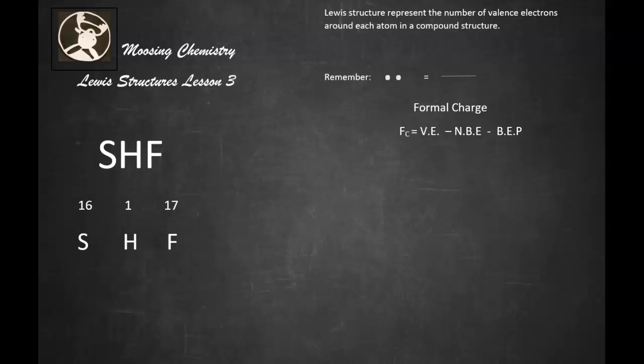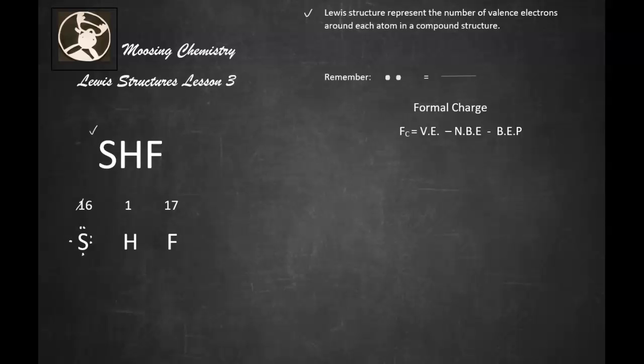Okay, remember that Lewis structures represent the number of valence electrons around each atom in a compound structure, and they try to show how these structures share these valence electrons. Okay, let's look at the compound SHF. The first element is sulfur. It's in group 16, so I'm going to cross out that 1, and that tells me that I can put 6 valence electrons around the sulfur, just like this.